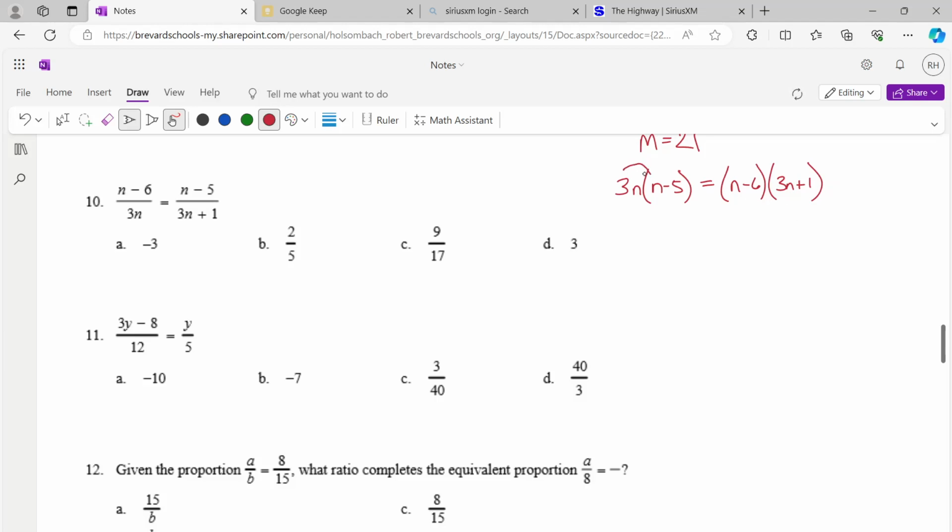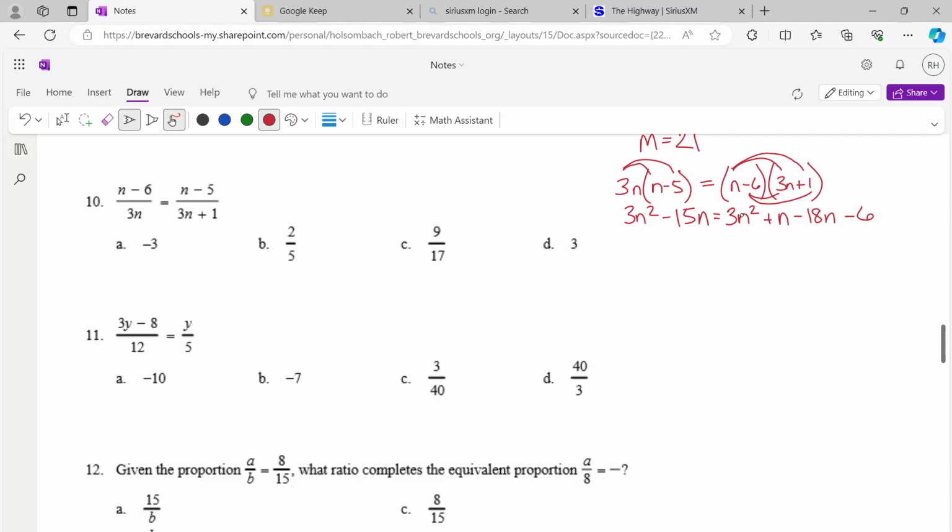All right, I got distributive property on the left. 3n times n is 3n squared. And 3n times negative 5 is negative 15n. On the right-hand side, we have a binomial times a binomial. So that's distributive property twice. N times 3n is 3n squared. And n times 1 is 1n. Negative 6 times 3n is negative 18n. And negative 6 times 1 is negative 6.